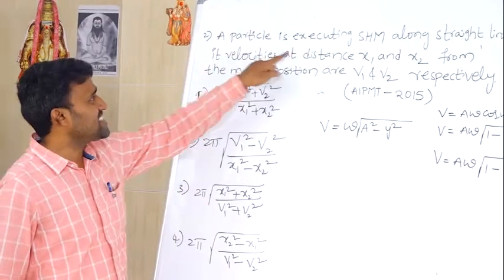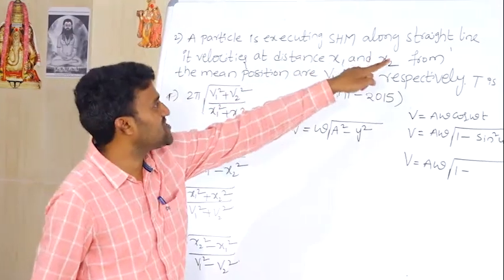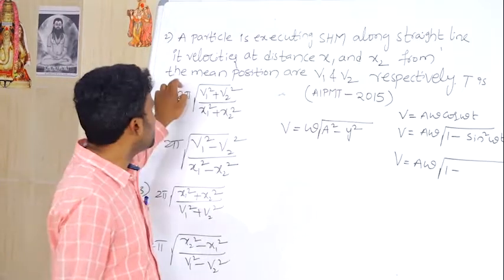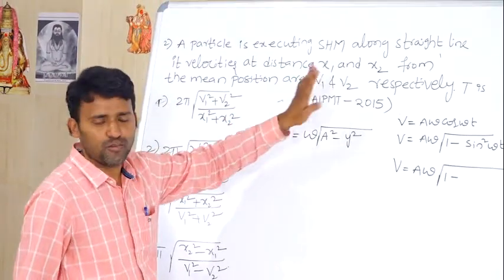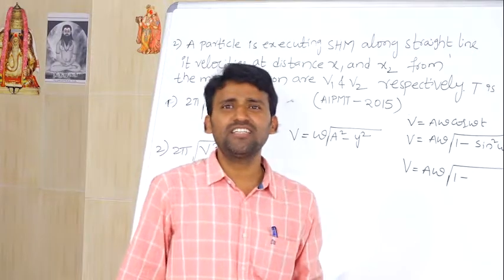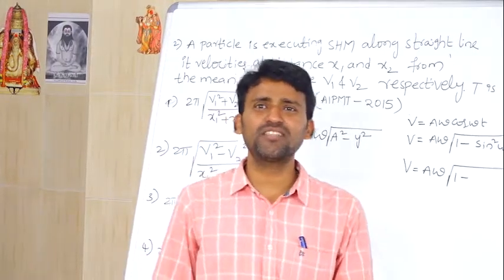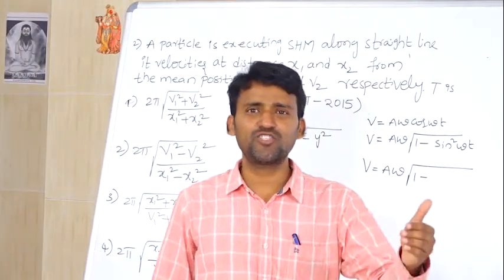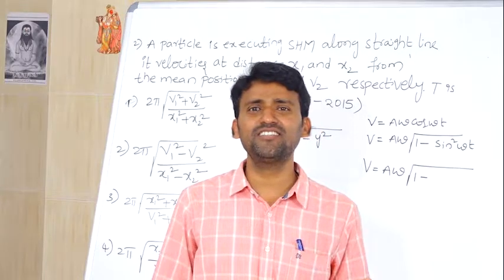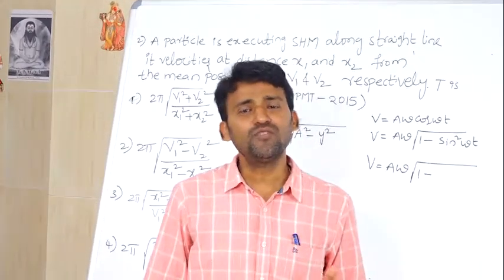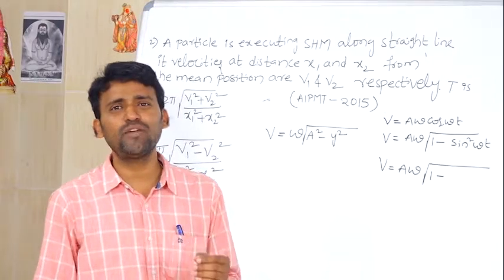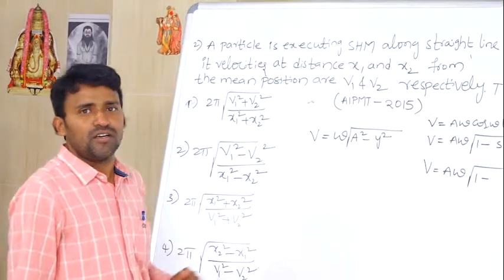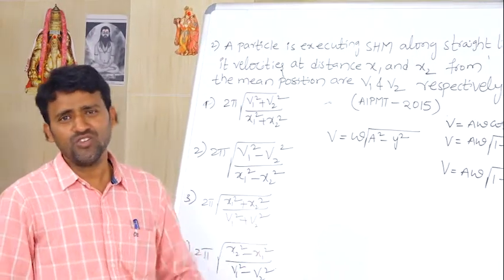Now, a particle is executing simple harmonic motion along a straight line. Its velocities at distances x1 and x2 from the mean position are v1 and v2. So they are having the displacements. When the particle is executing simple harmonic motion, it has displacements x1 and x2, and the velocities are v1 and v2. Then we have to calculate the time period of the pendulum. He has given four options for the time period. We have to select the correct one.